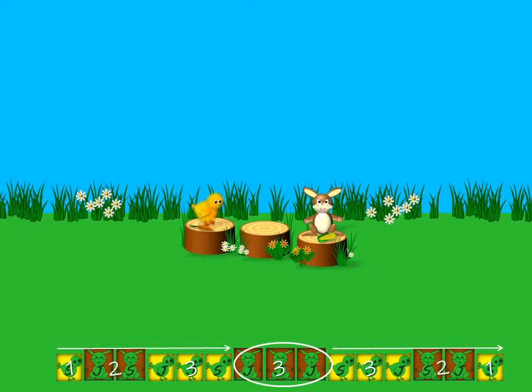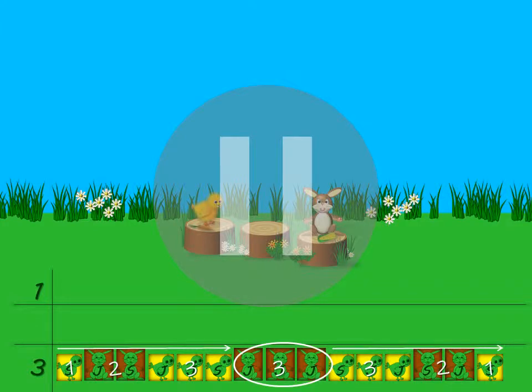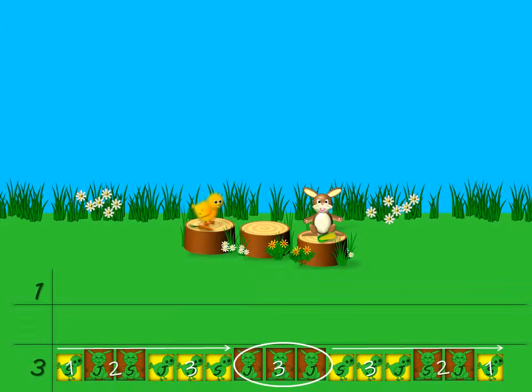We can develop this investigation by changing the number of bunnies and chicks to identify and confirm any patterns in our recordings. A good way to do this is to start with 1 chick and 1 bunny. Pause the video while you have a go at finding the least number of moves. We discovered that the least number of moves is 1, 2, 3.